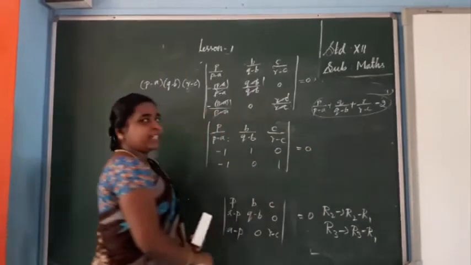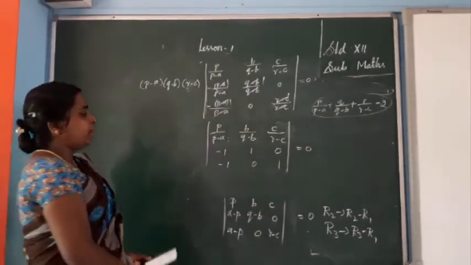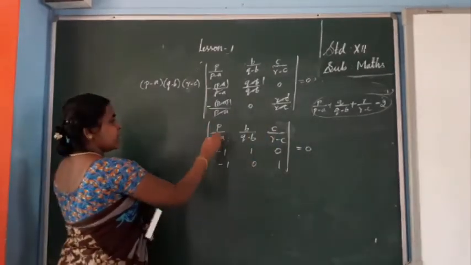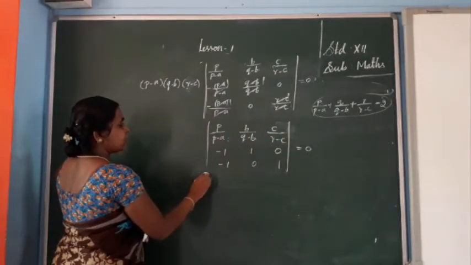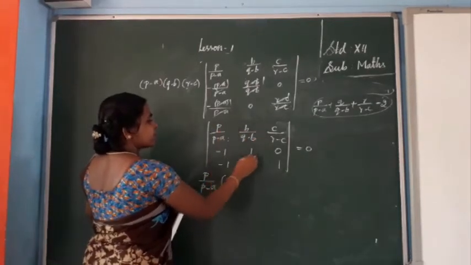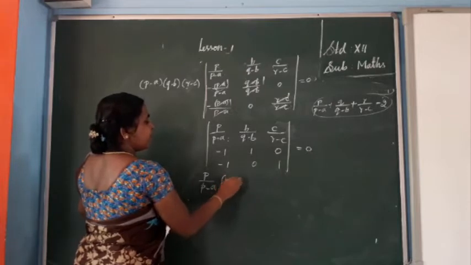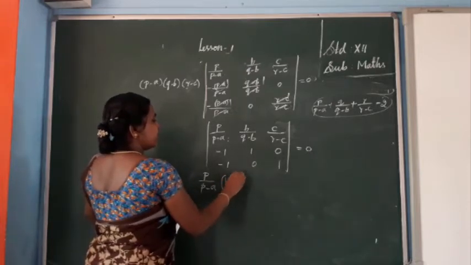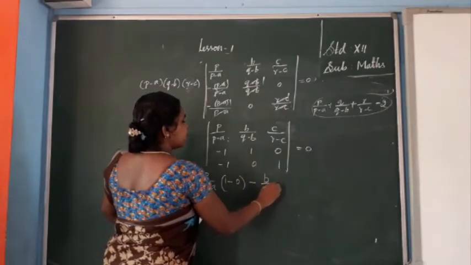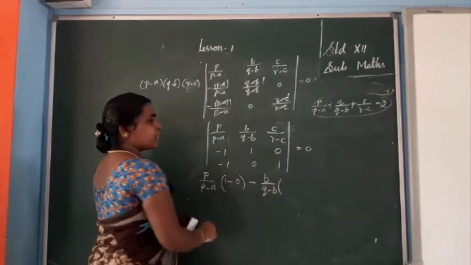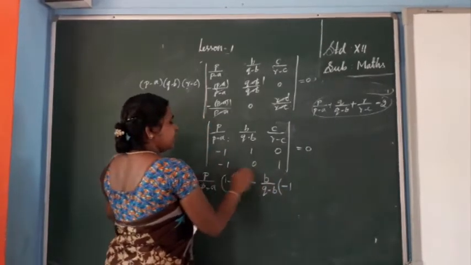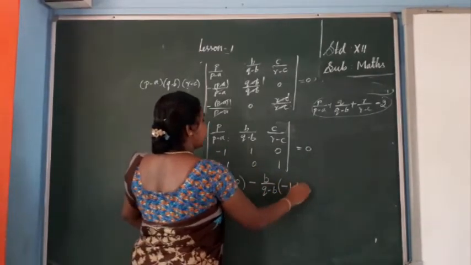Now we have to find the determinant of those elements. Okay, first how do you want to find the determinant? P by p minus a into, you have to leave the first row, first column. 1 is 1. So 1 minus 0 into 0 is 0. Next minus, second part. B by q minus b into, now you have to leave the first row, second column. Minus 1 into 1 is minus 1. Next minus 1 into 0 is 0.